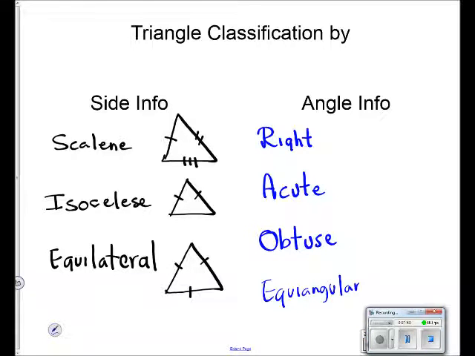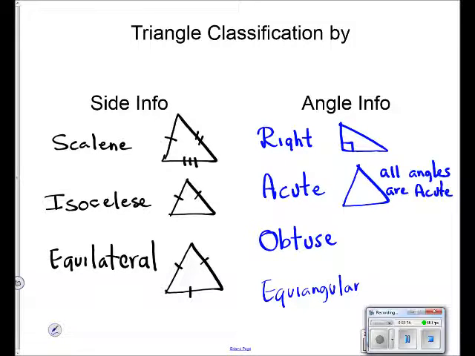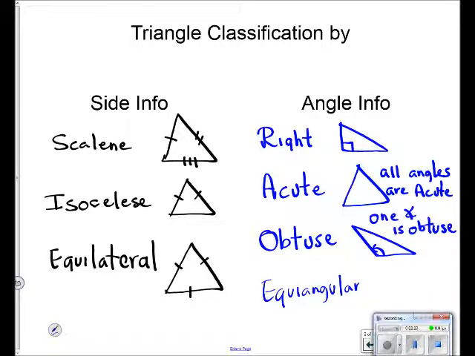Over in the angle information, we have things like right, acute, obtuse, and equiangular. A right triangle is, of course, a triangle that has a right angle in it. An acute triangle is a triangle where all three angles are acute, or smaller than 90. An obtuse triangle is a triangle where one angle, and there can only be one angle, is obtuse. And then finally, an equiangular triangle is basically a triangle where all three angles are congruent to each other. This forces the three angles to be all 60-degree angles.